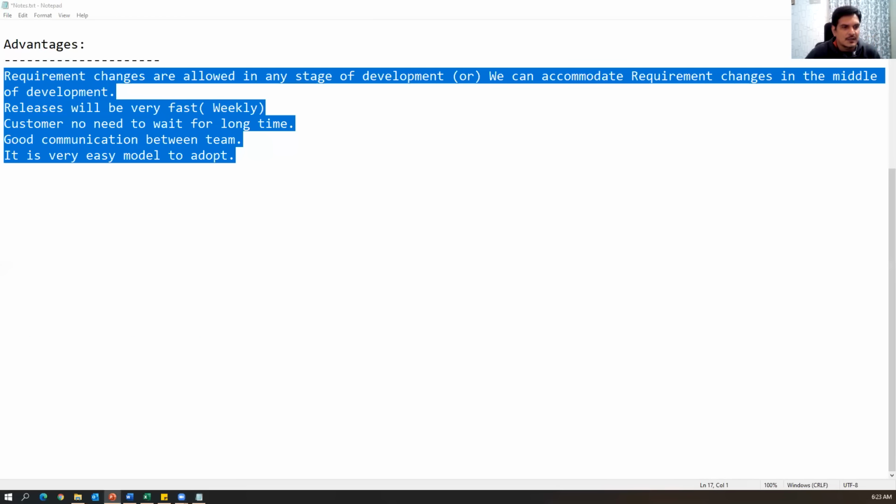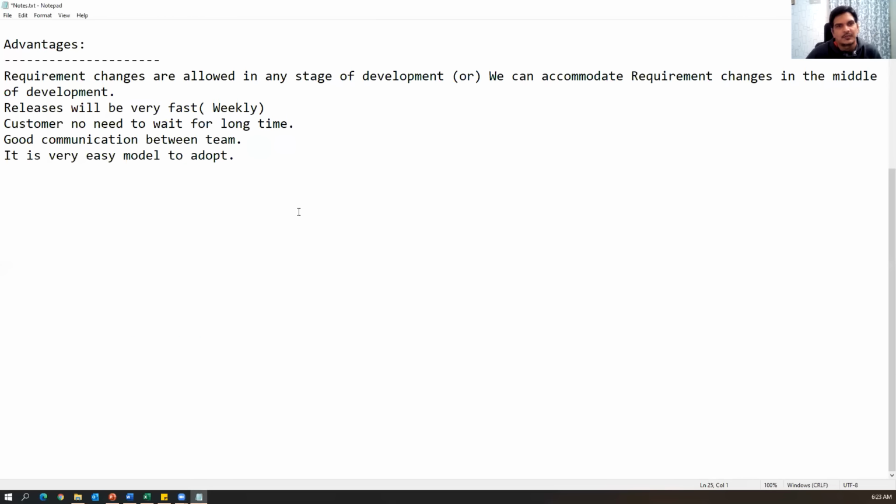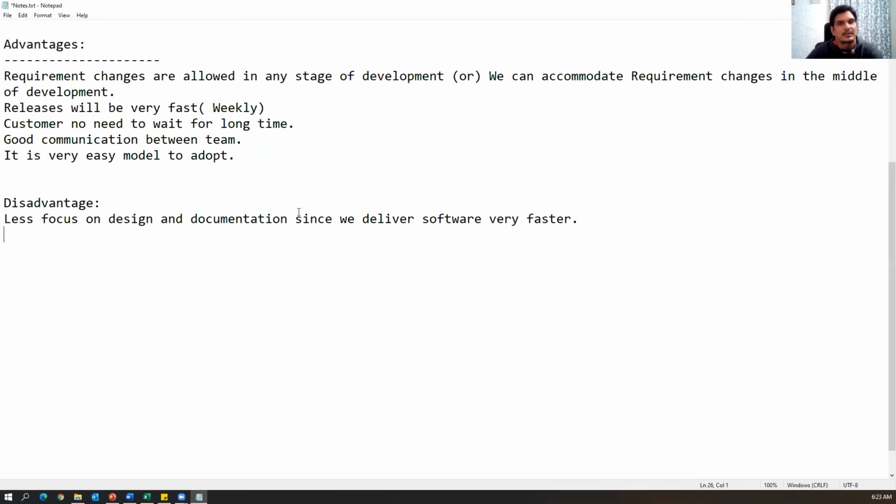The disadvantage in the agile process is that there is less documentation. Sometimes there is no documentation at all. Why? Because in waterfall and other models, we use documentation like the FRS document, design document, low level design, high level design, and test plan. Everything is documented properly. Clear-cut documentation will be there in other models. But in the agile process, we don't have that much documentation. Very little documentation we will have.